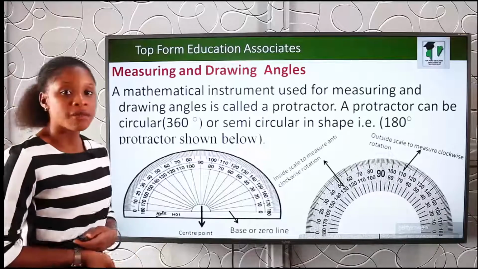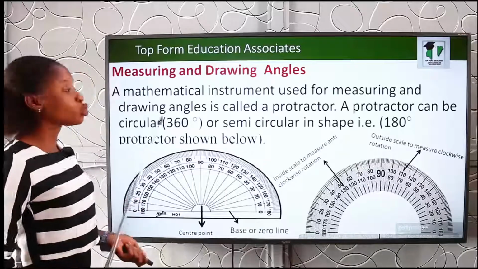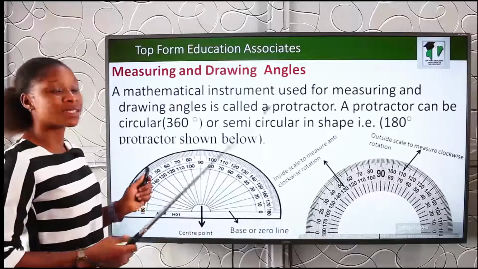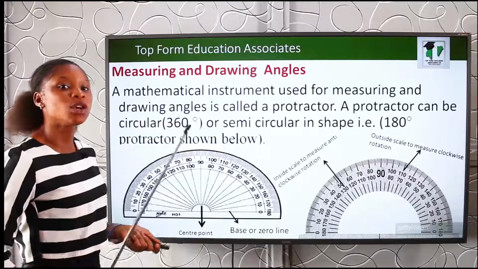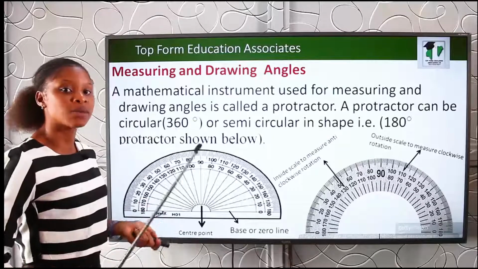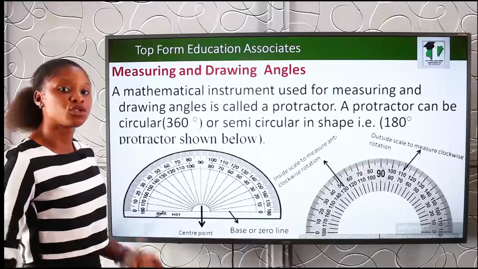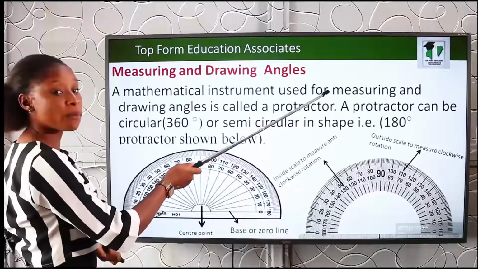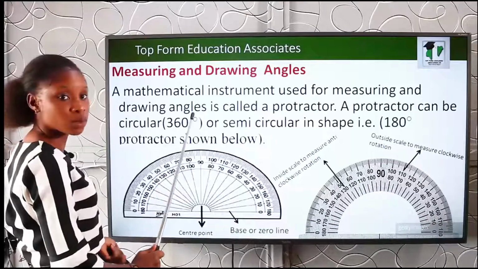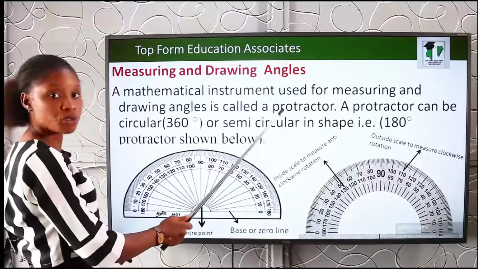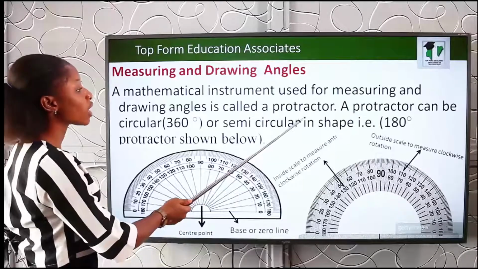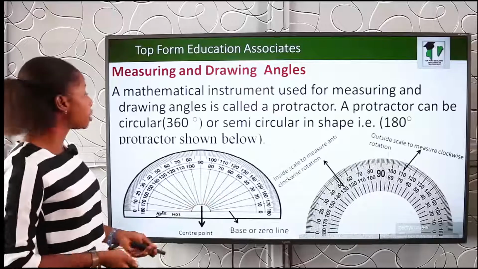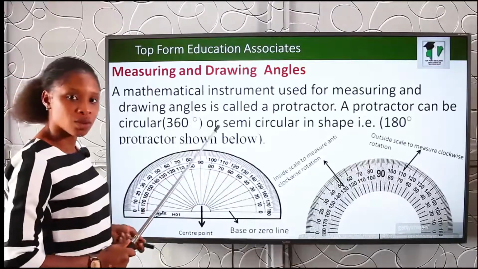Okay, very quickly, we are going to move on to measuring and drawing of angles. Remember, when I was starting this lecture, I said you need your mathematical set because we're going to be making use of the protractor. A mathematical instrument used for measuring and drawing angles is called a protractor. All right, a protractor is a mathematical instrument used for measuring and drawing angles.